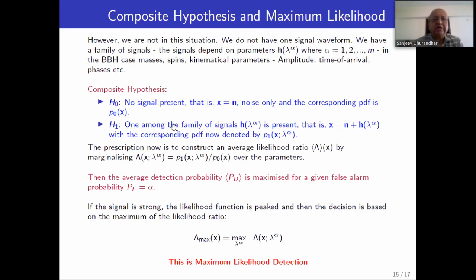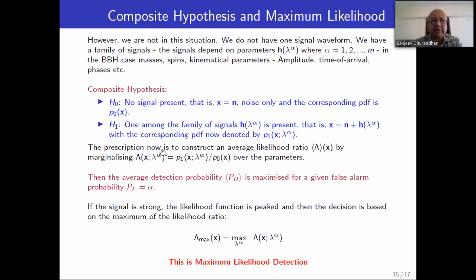So we have a composite hypothesis. H0: no signal present, X is N. So we have two kinds of hypothesis, again H0 and H1. One case is just simple: no signal present, nothing at all, so none of the family is present. And H1 is that one among the family is present, where X is N plus h(lambda^alpha), where lambda^alpha is something fixed, with the corresponding PDF now denoted by P1(X, lambda^alpha). So when there is a signal in the noise, P1 is also dependent on lambda^alpha.